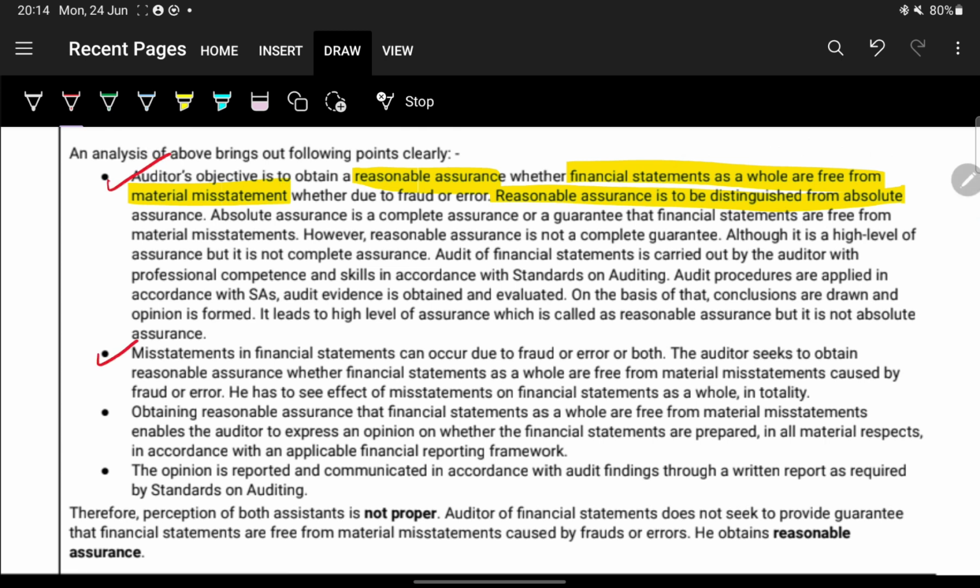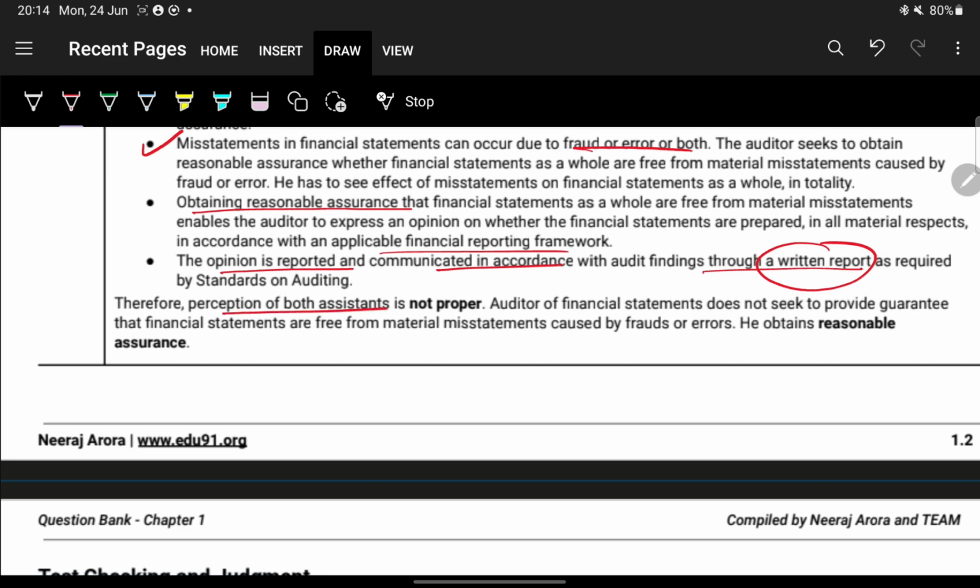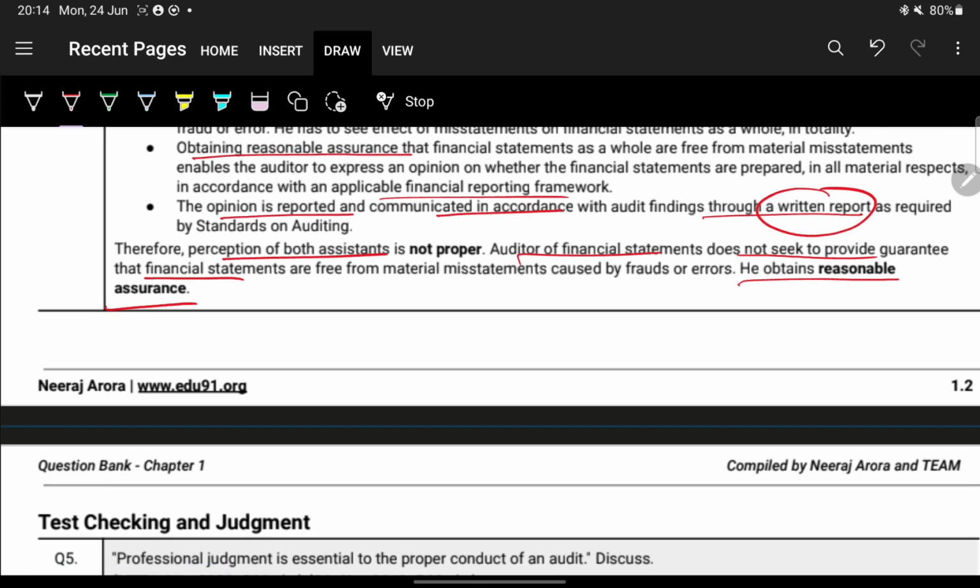Lastly, they've explained misstatements, and they've explained the fraud and error part, obtaining reasonable assurance. The opinion is reported and communicated as required through a written report. Done. Therefore, the perception of both assistants is not proper. The auditor of the financial statements does not seek to provide a guarantee; he obtains only a reasonable assurance that the financial statements are free from material misstatement.